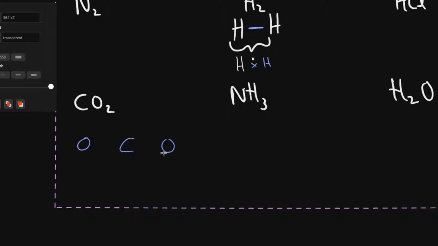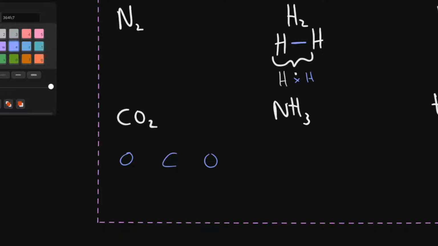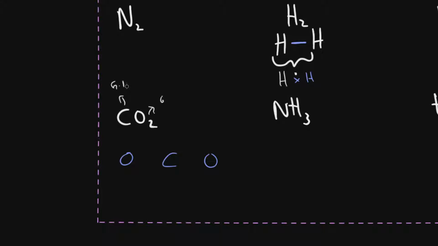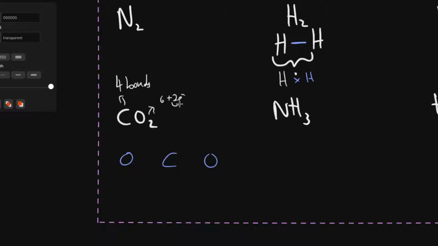Now, how do we know how many bonds it will make? We will look at its group. Carbon is of group 4 and oxygen is of group 6. If it has 4 electrons as it is in group 4, it needs 4 electrons more to complete its shell. So carbon will be making 4 bonds. Oxygen is of group 6, it needs 2 electrons, so it will make 2 bonds.